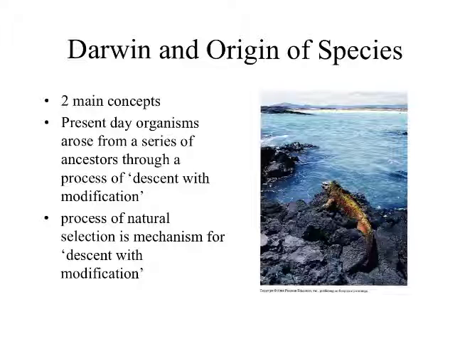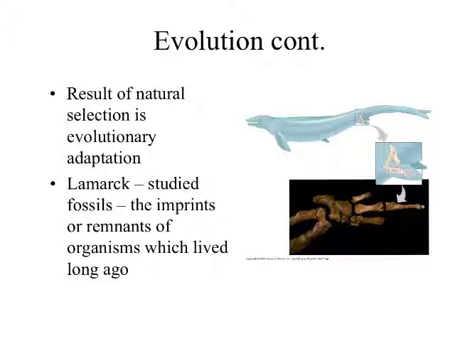And there's a process of natural selection, which is the mechanism for this descent with modification. So the reason why we get these modifications is because of what's called natural selection, the environment selecting for certain characteristics of the species and not for others. So we're going to take a look at the details of this. Now, the result of all of this natural selection is what we call evolutionary adaptation. And so it's basically how species came to evolve to have the characteristics and adaptations they have now for their certain environments.